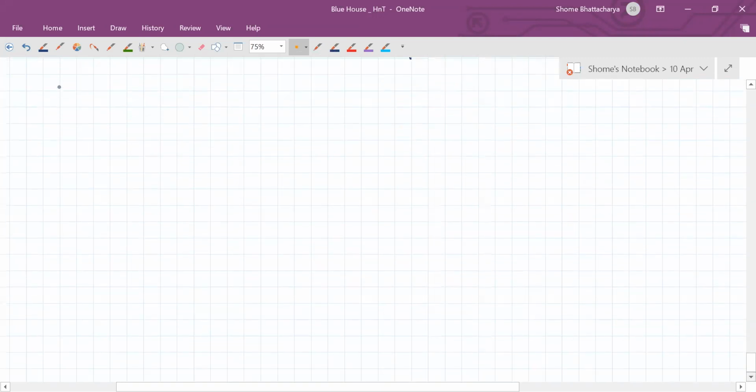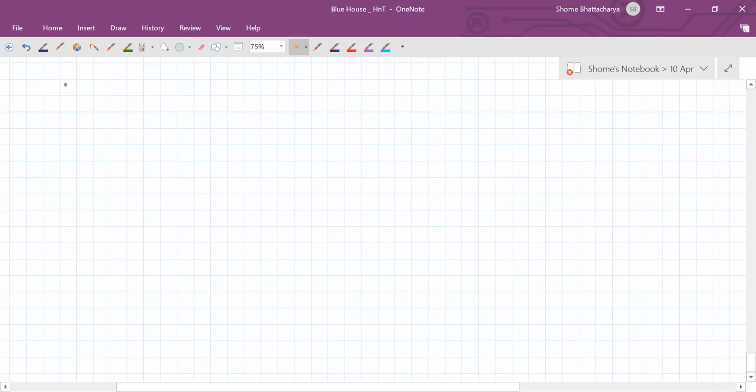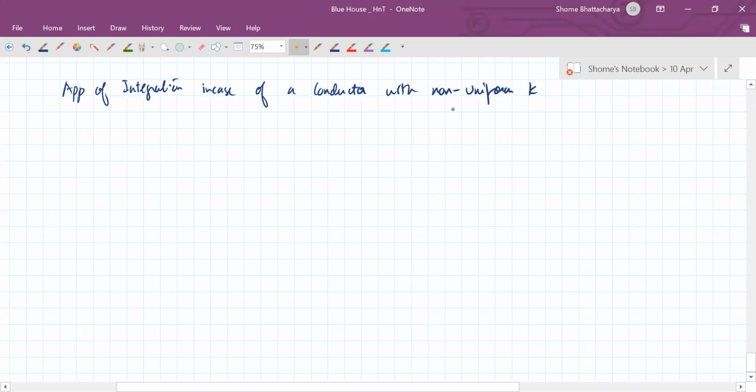Another situation that can happen is in the case of a conductor with non-uniform thermal conductivity. This type of conductor is called anisotropic, the opposite of isotropic.